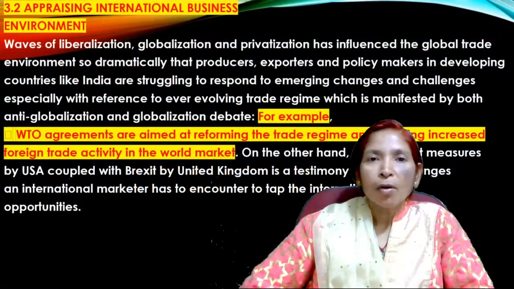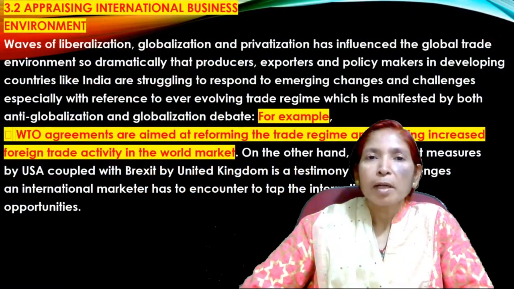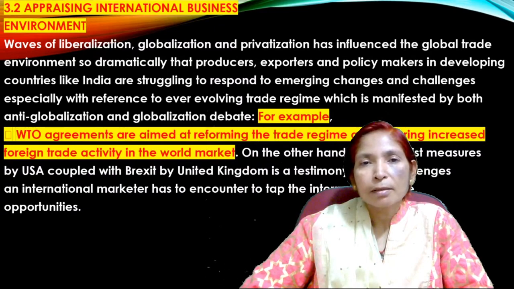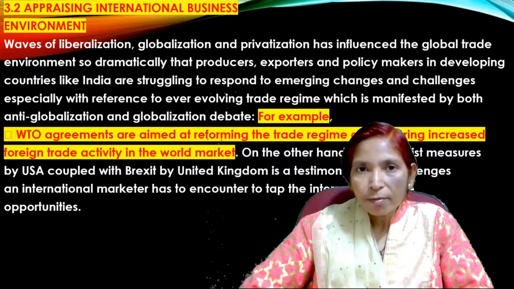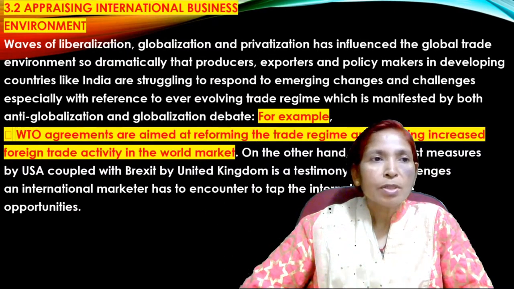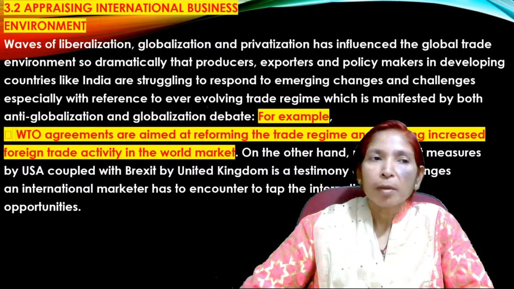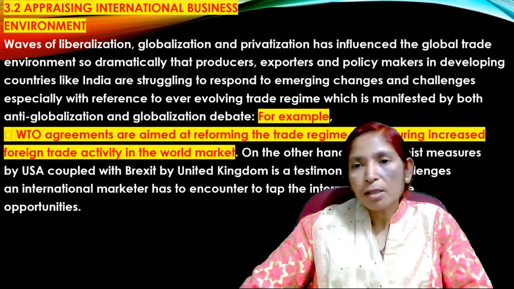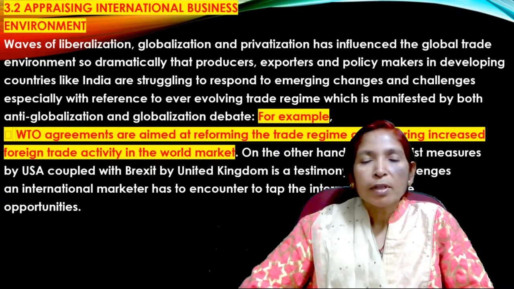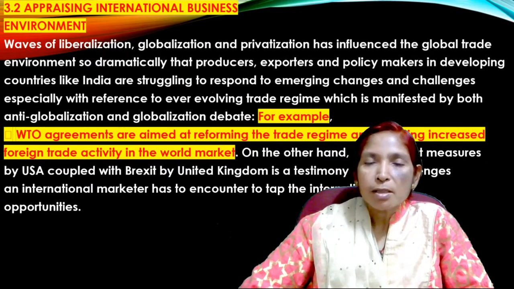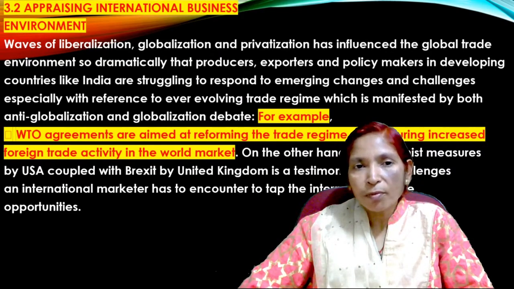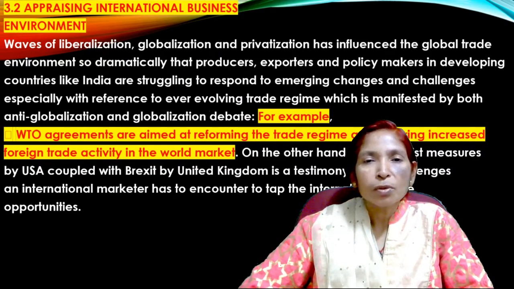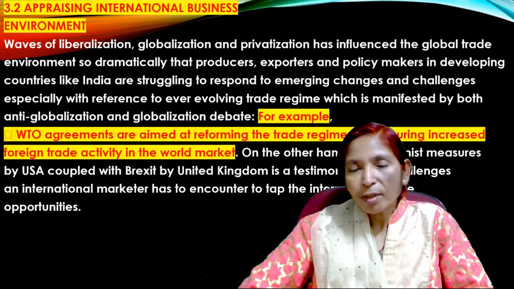Now we have discussed all the factors of international business environment like economic factor, political factor, socio-cultural factor, ecological factor, and technological factor. Now we are discussing appraising international business environment. You know that each and every country is following this LPG policy like liberalization, privatization, and globalization for the development of their business activities, because liberalization means to open up the economy with the rest of the world, and globalization refers to the improvement in integral relationship with the rest of the world.